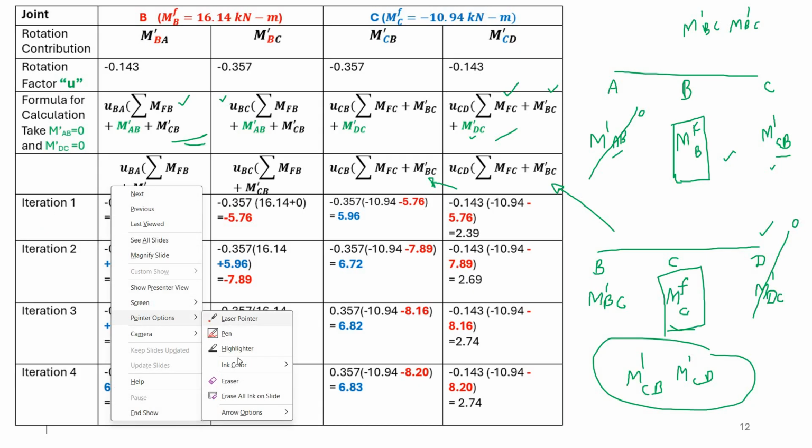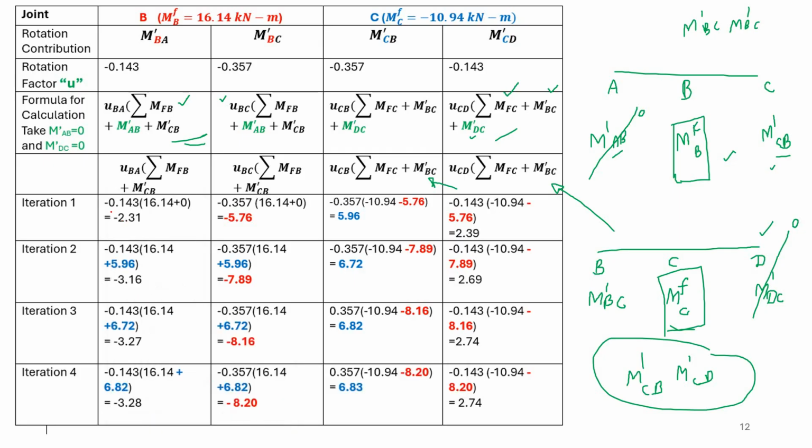For example, here you have rotation factor minus 0.143 into fixed end moment, which is 16.14, and first of all we assume this as 0. So you can see 0 here. Then from this you will get minus 2.31. Use the same formula except that UBC is there, so you get minus 5.7. Now you have got a new value for m dash CB, which is 5.76.